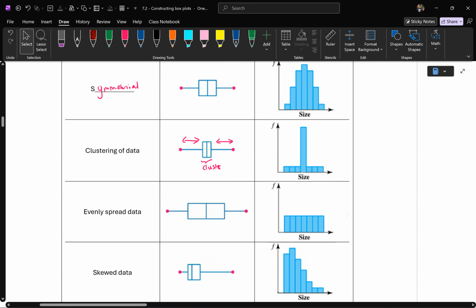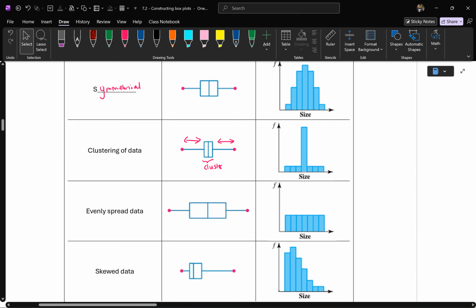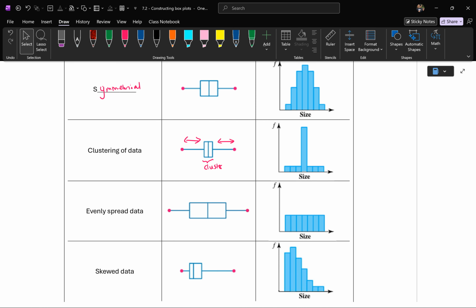Evenly spread. So when you have a box plot where literally the inside of the interquartile range and the whiskers are all roughly the same proportion, that's what that looks like. That's different to symmetrical distribution. Symmetrical distribution changes as we go, okay? Whereas when it's all even, 25, 25, 25, 25, that's what we're saying, that each part is equivalent to each other. Okay, so we say this is evenly spread data.